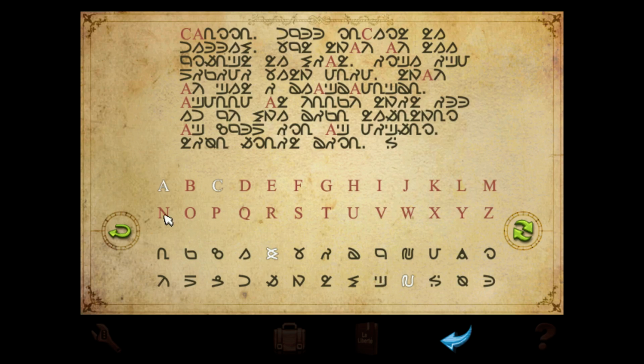See, N for the N symbol, and then O for this symbol. It looks like an O. Cannon. See, that's not the name. Almost certainly.